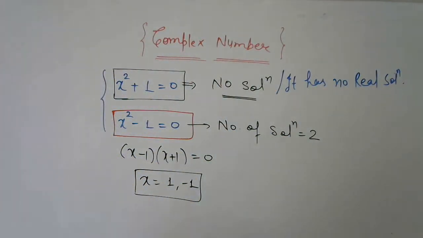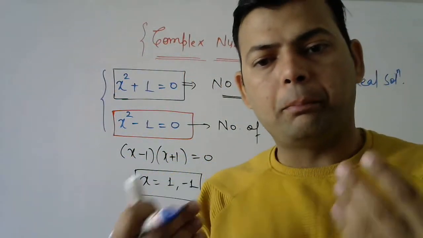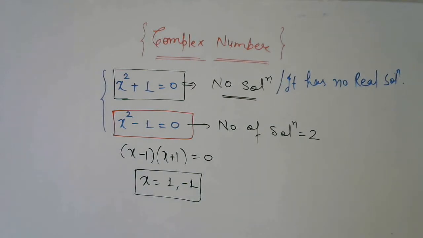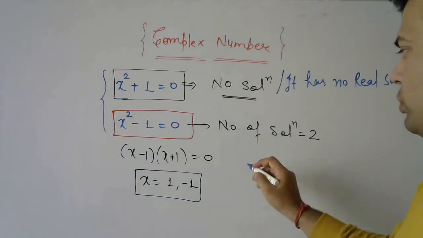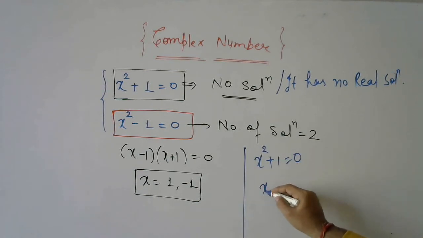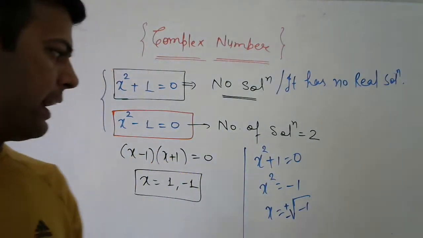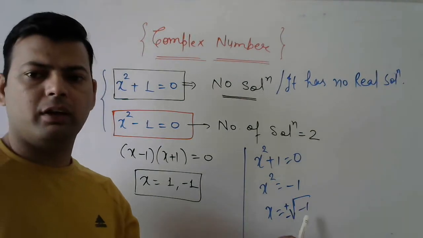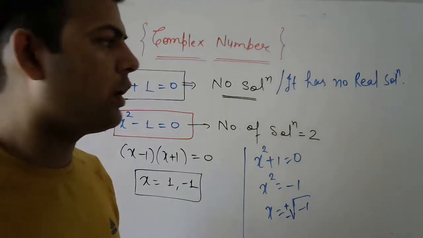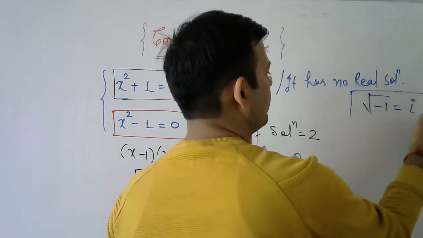What does it mean? It means it can have another kind of solution, called a complex solution or imaginary solution. How do we solve this equation? See here, x square plus 1 is equal to 0. If I transfer the 1 to the other side, x square equals minus 1, and x is plus or minus root of minus 1. We define root of minus 1 as an imaginary quantity, iota.